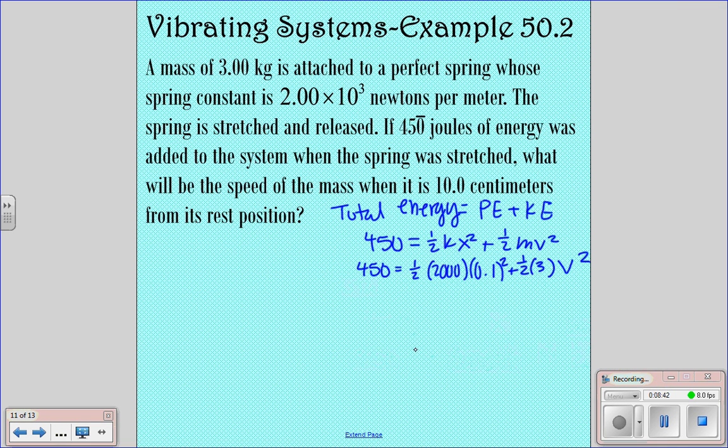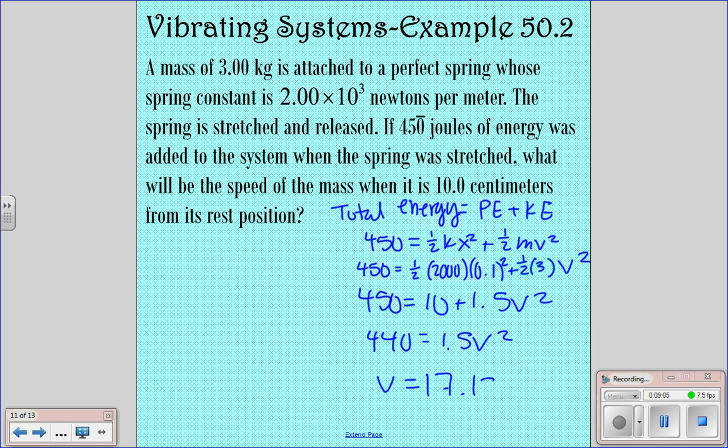So you would have 450. And then when you multiply this, you're going to end up getting 10. And then plus 1.5 v squared. So 440 equals 1.5 v squared. If you solve that for your v, you get 17.13. We have 3 sig figs everywhere, so that's going to go to 17.1, and then the units are meters per second. Okay, so that's how you would work through that one.